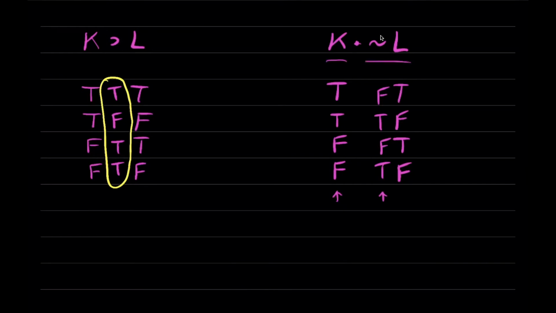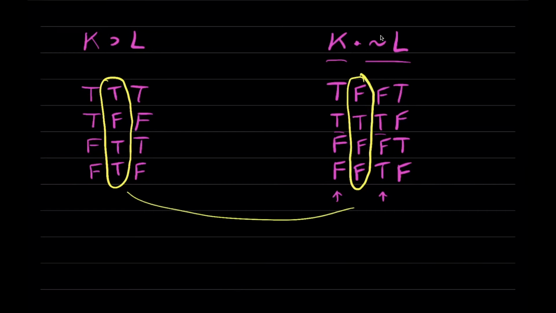So the two values we care about are the values under K and the values under that negation, not L. So we've got something true and something false, and that's going to be false. Remember, a conjunction or the dot operator is true only if both of the two conjuncts are true. That's what we have in the second row. We've got true and true, so we end up with a true dot. And in the next 2 rows, we're going to end up with false. I think that's pretty easy to see. And I'm going to circle those values.